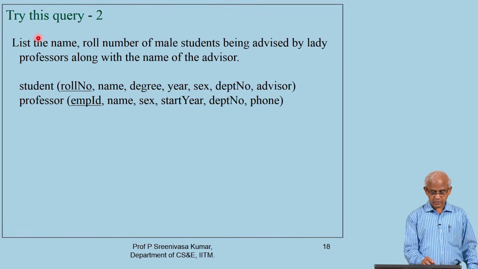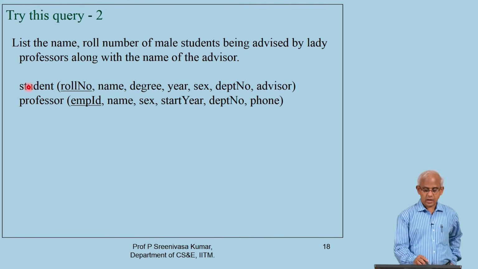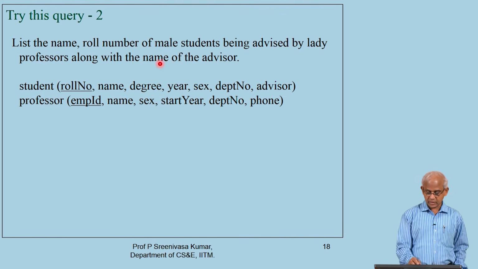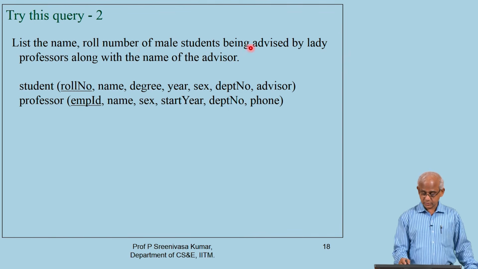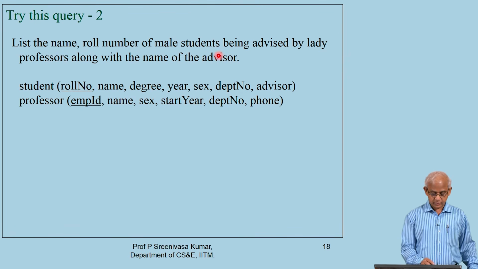So, let us try this other query. List the name, roll number of male students being advised by lady professors, along with the name of the advisor. Okay. For some reason we just want to figure out who are all the boy students who have been advised by professors who are women. So, this information comes from student because advisor is mentioned in the student relation, and then the gender of the professor is mentioned here, and so we need both these.